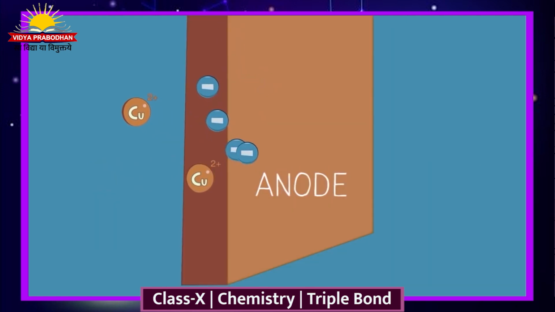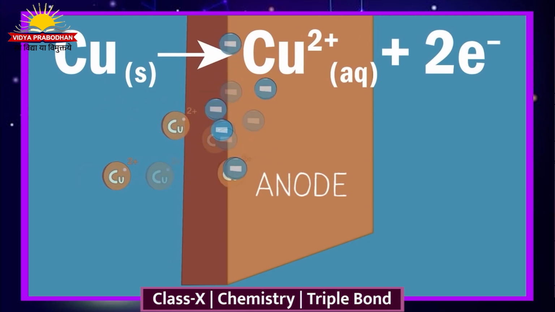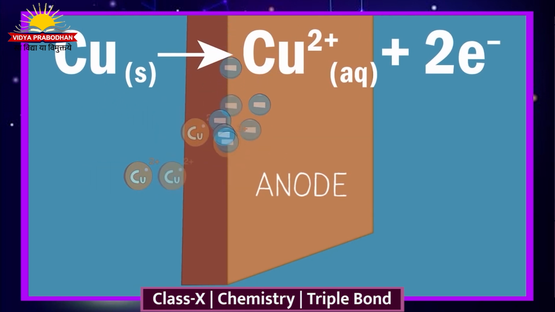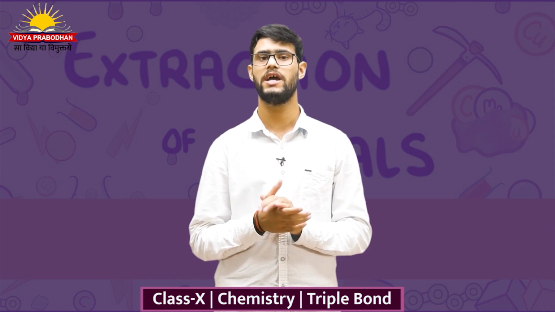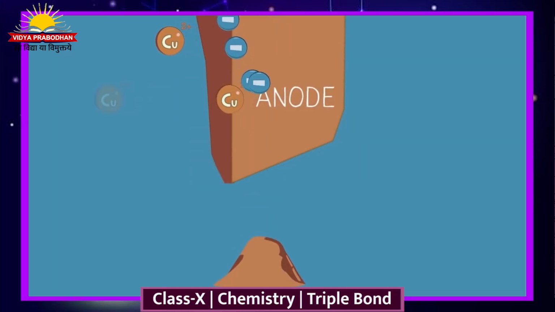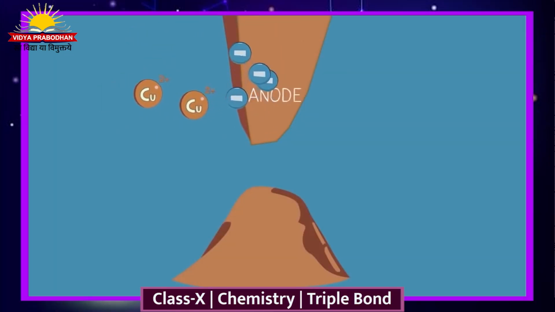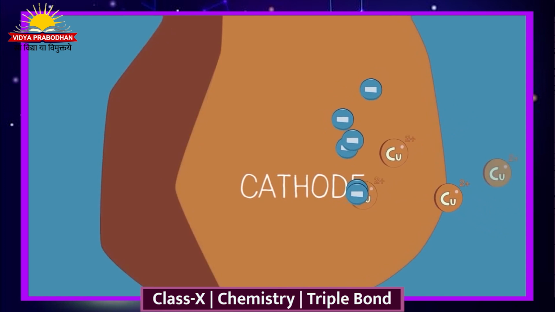Second, copper atoms of the impure anode lose 2 electrons each at anode and form copper ions, that is Cu2+, which go into the electrolyte solution. This requires less energy than the discharge of SO4 2- ion. In this way, copper ions are taken from the copper sulfate solution at the cathode and put into the solution at the anode. As the process goes on, impure anode becomes thinner and thinner, whereas pure cathode becomes thicker and thicker. Thus, pure copper is obtained at the cathode.